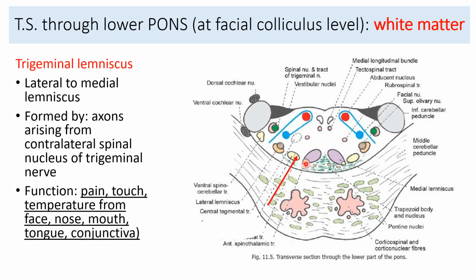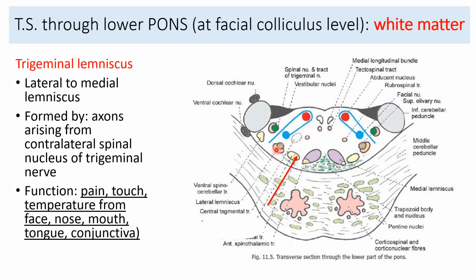Now the next in order is this trigeminal lemniscus, lateral to the medial lemniscus. It is formed by the axons arising from the contralateral spinal nucleus of the trigeminal nerve. This contralateral spinal nucleus of the trigeminal nerve is carried through this tract, which is the trigeminal lemniscus. These lemnisci are basically ascending.